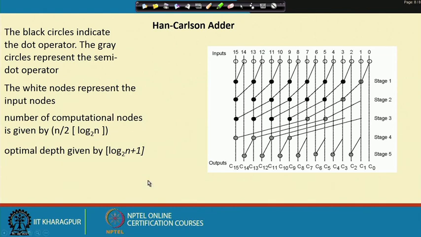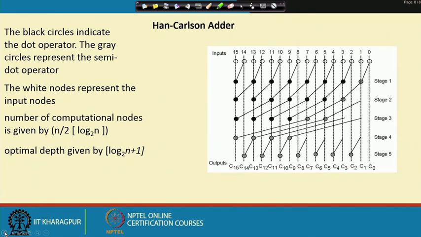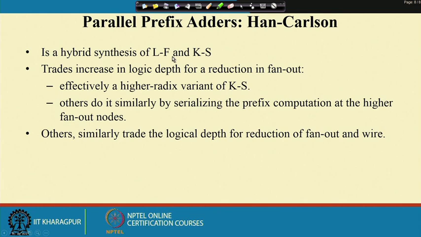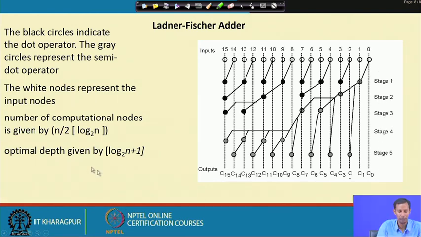Then we have the Ladner-Fischer adder, where L and F stand for Ladner and Fischer. The Han-Carlson adder is a hybrid of these two, LF and KS. What is there in the Ladner-Fischer adder? It follows a different topology, where the number of computational nodes is n/2 log2 n and the optimal depth is log2 n plus 1. But the number of stages remains the same, that is 5.